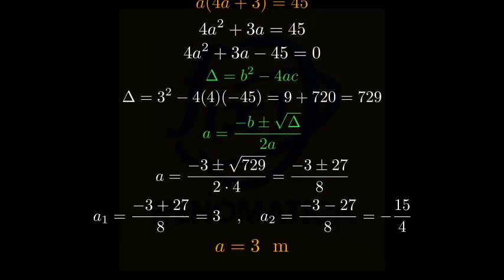The roots are 3 and negative 15 over 4. Because a is a width, we keep the positive root equals 3. Now compute the length using 4 plus 3.